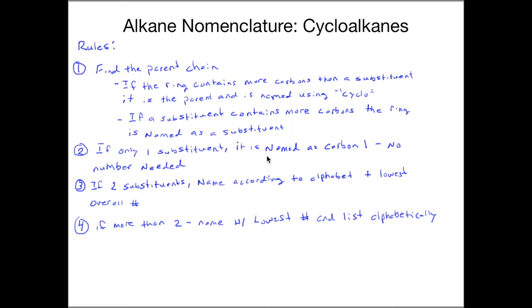Now, it gets a little more tricky when you have more than 2 substituents. If there are more than 2, then you determine the name with the lowest overall number, but when you list the name, you need to list it alphabetically. So it doesn't matter where the number comes in, we're still getting the lowest number, but you want to list it alphabetically.